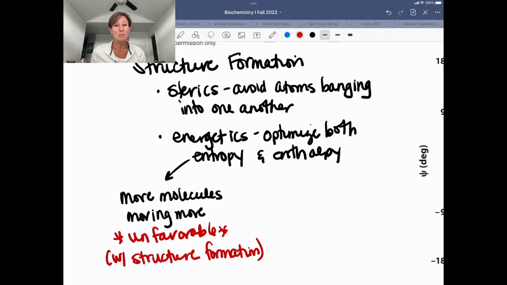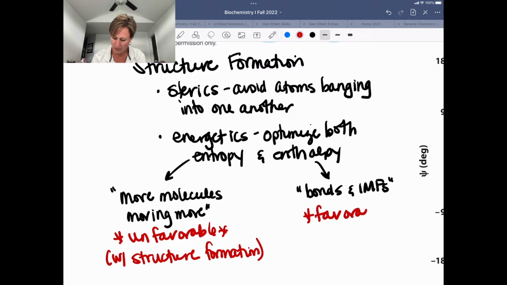Well, hopefully we remember from thermodynamics, we are not going to have a process happen if entropy and enthalpy are unfavorable. So already sort of predicting here, but it is the truth that when we think about enthalpy here, and we think about, right, this was more molecules moving more, we think about bonds and intermolecular forces when we think about enthalpy, that is going to be favorable when we think about structure formation.